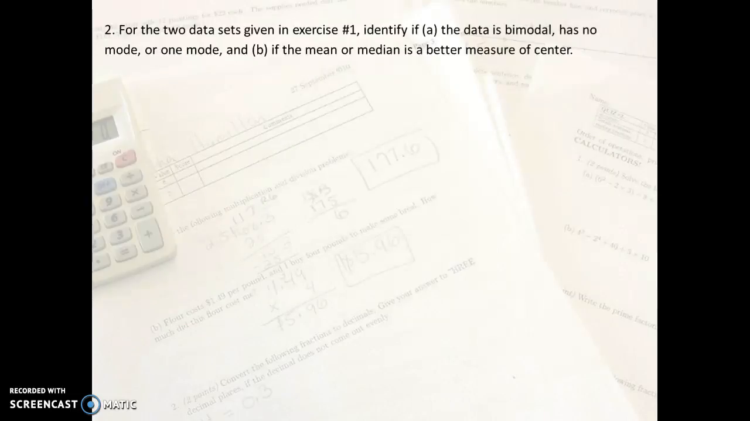Question number 2 is asking about the modes. Well, I need you to tell me if the data is bimodal, has no mode, or one mode.